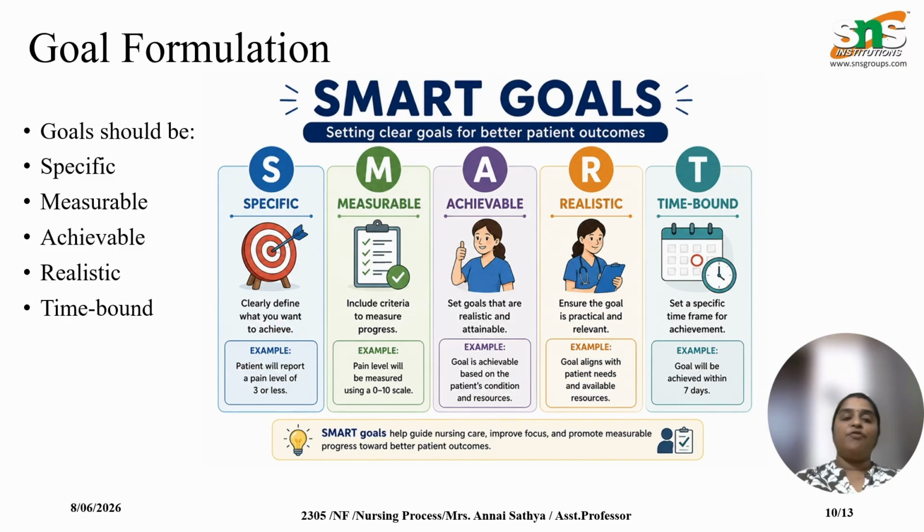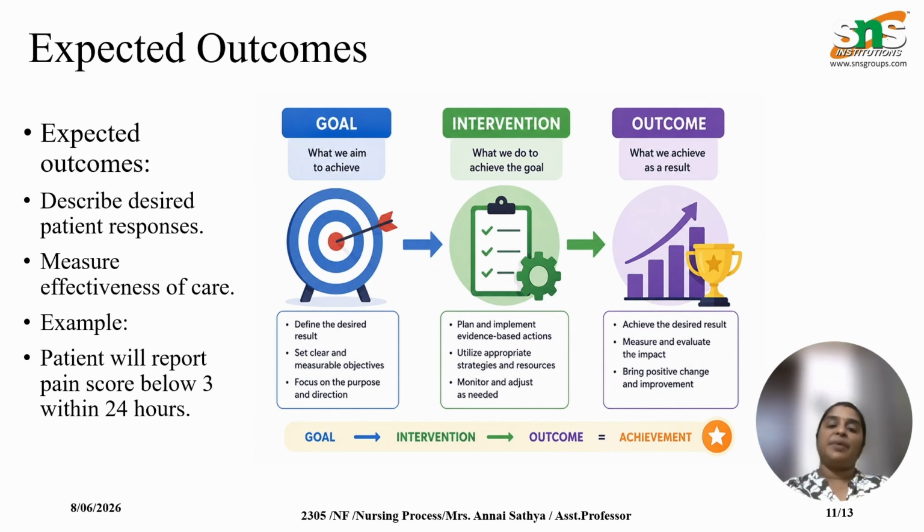Then goal formulation. Here, goals describe what the nurse and the patient hope to achieve through care. Goals should follow the SMART criteria, that is specific, measurable, achievable, realistic, and time bound. A well written goal helps to evaluate patient progress. For example, the patient will maintain oxygen saturation above 95% within 24 hours with the help of the medical interventions.